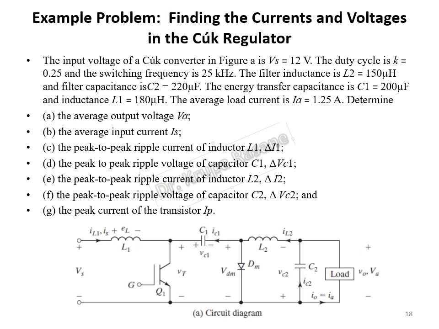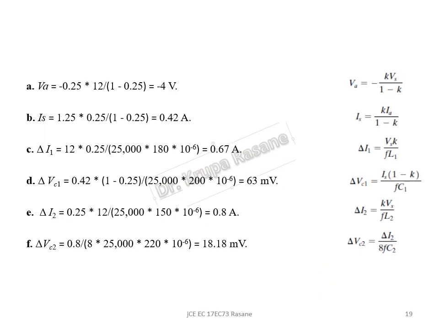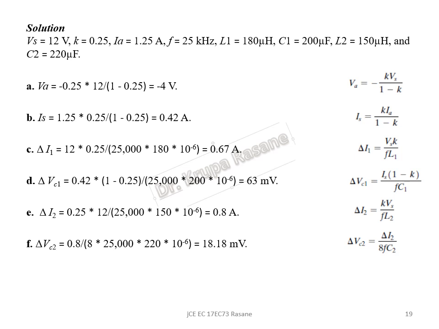So these values you'll have to determine. Now coming to the solution, we know that Vs is equal to 12 volts. The given parameters: K is equal to 0.25, the load current IA is 1.25 amperes, and the chopping frequency is 25 kilohertz.